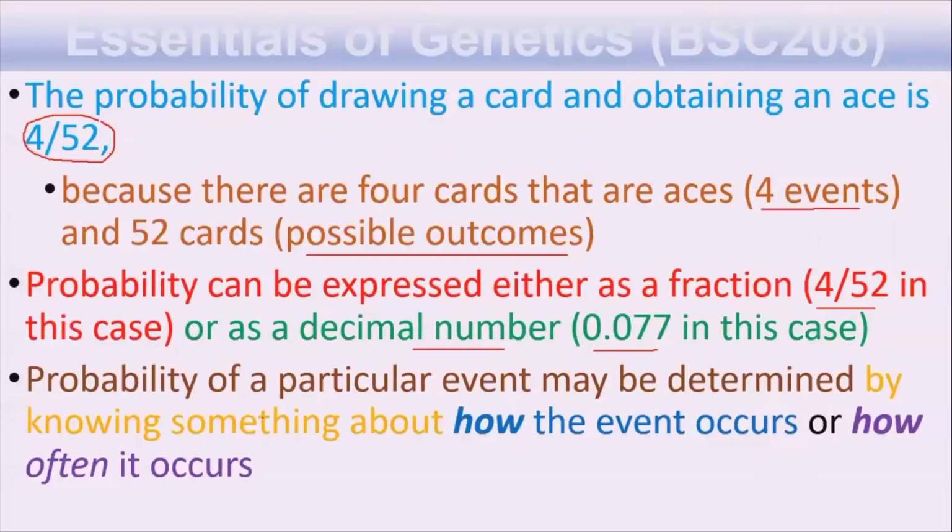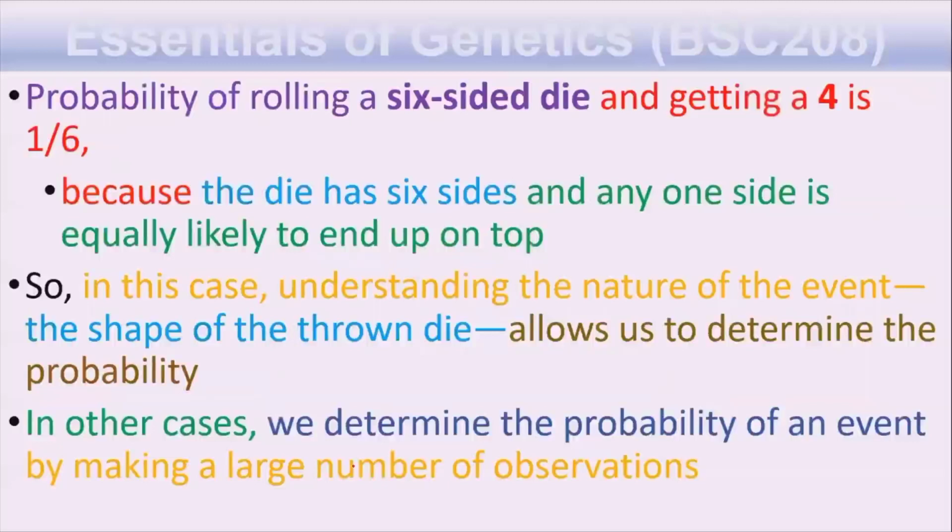The probability of a particular event may be determined by knowing something about how the event occurs and how often it occurs. If we know these two things, how the event is happening and how often it is happening, then we will be able to calculate the probability of that particular event.